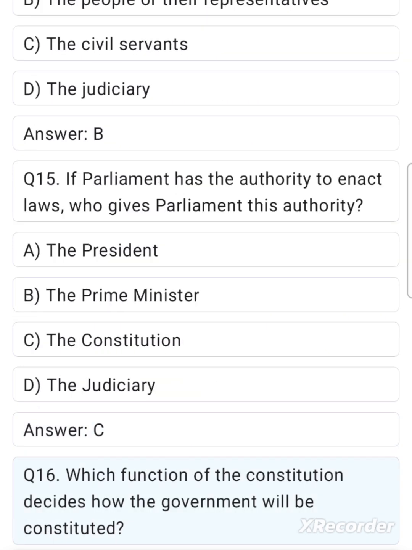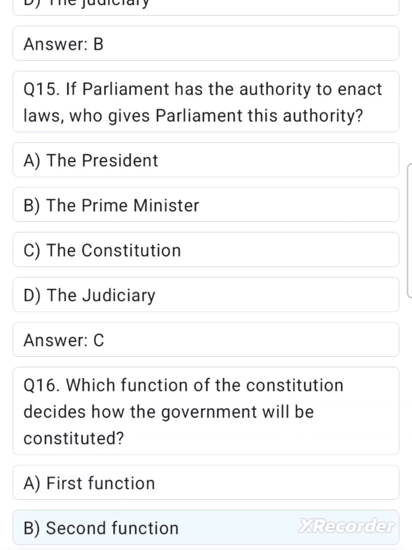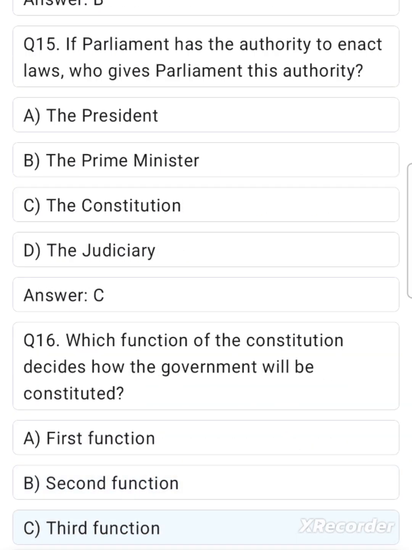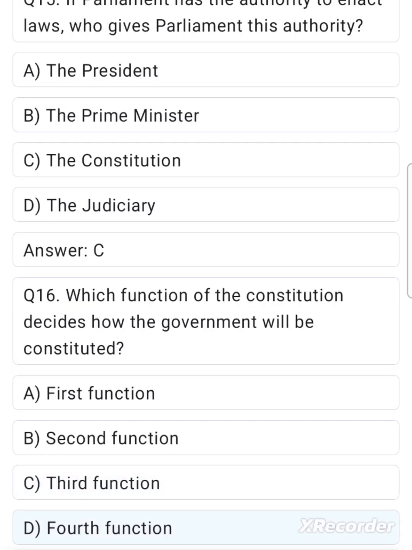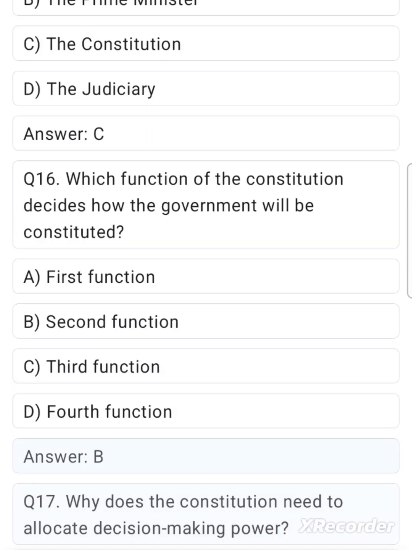Q16. Which function of the Constitution decides how the government will be constituted? A. First function. B. Second function. C. Third function. D. Fourth function. Answer. B.